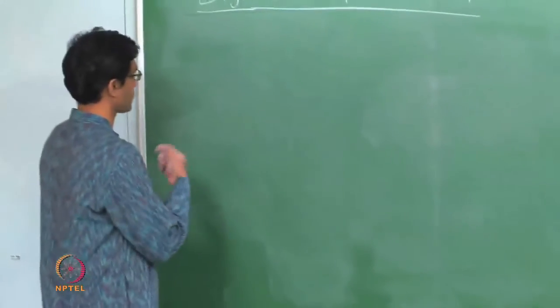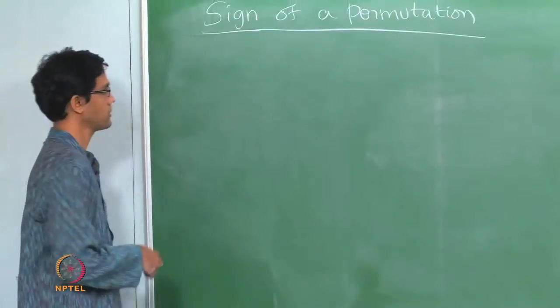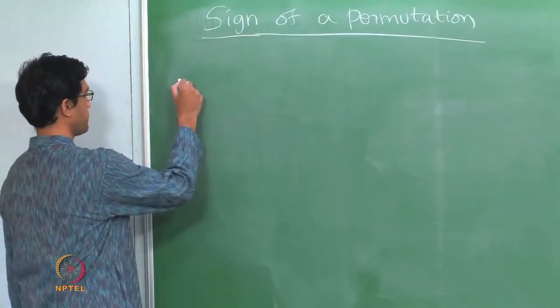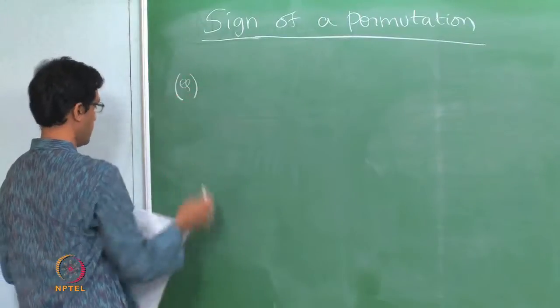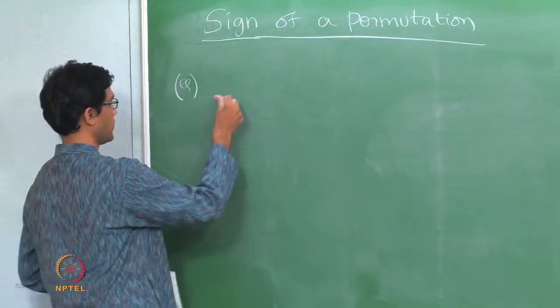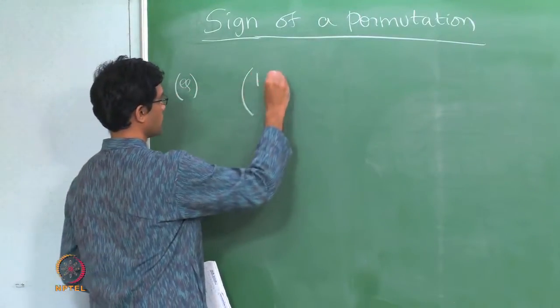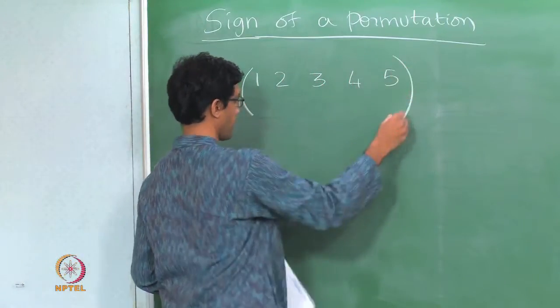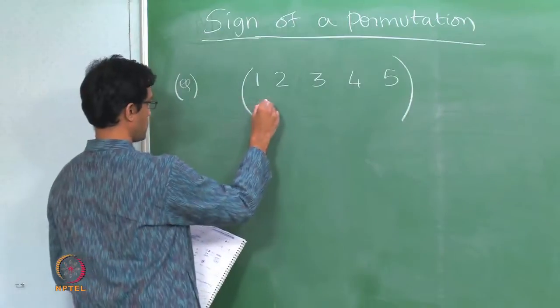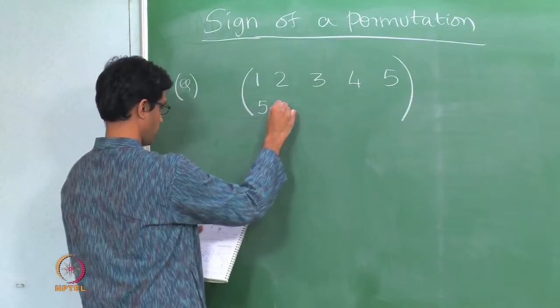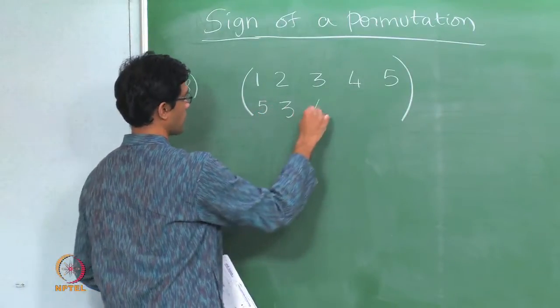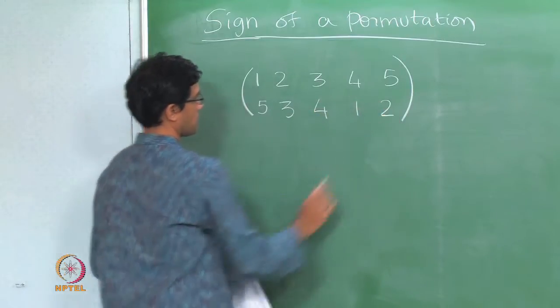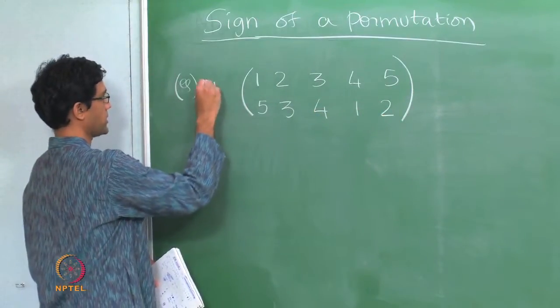Welcome back. So what I want to talk about today is the notion of a sign of a permutation. So again we will do this by example. So let us look at the following permutation written out in two line notation. So now I look at the numbers 1 through 5 and here is the permutation which is 5 3 4 1 2. So let us call this permutation pi.